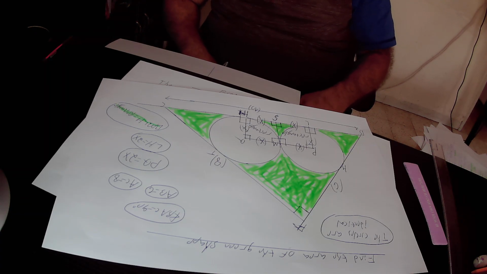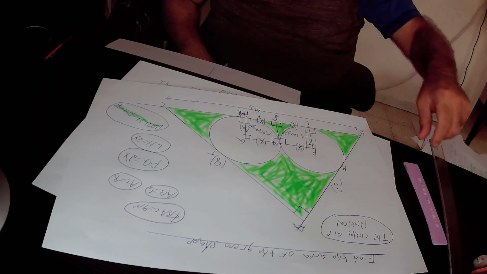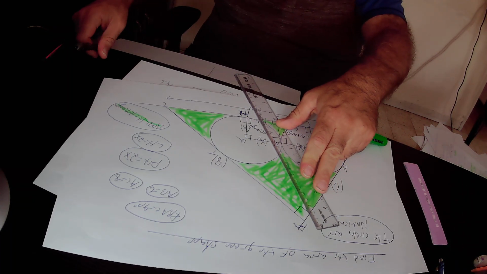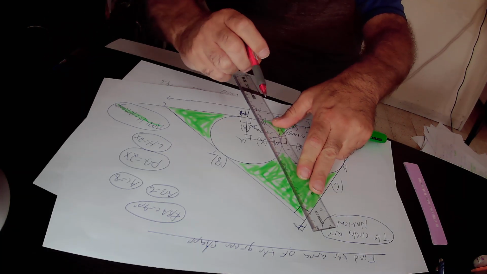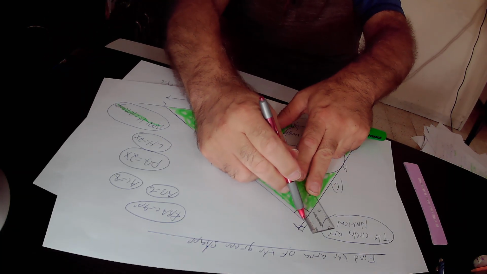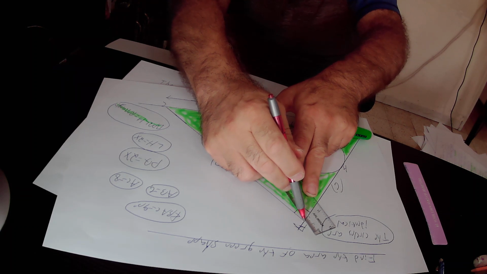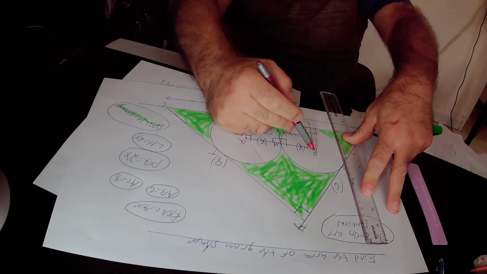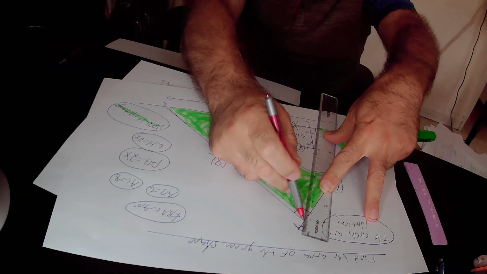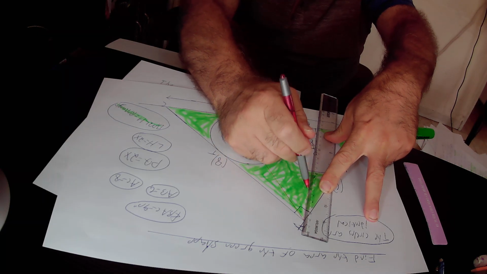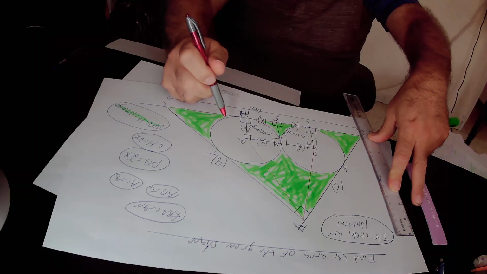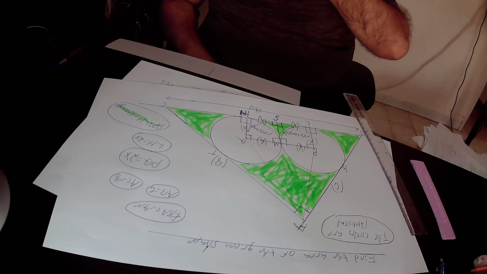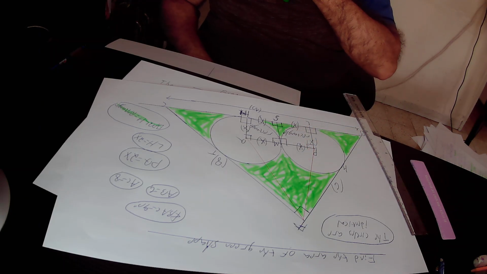So in the next step, we join points A and Q together by a straight line. And we join points A and P together by a straight line. By doing this construction, we create a triangle APQ. This is triangle APQ.